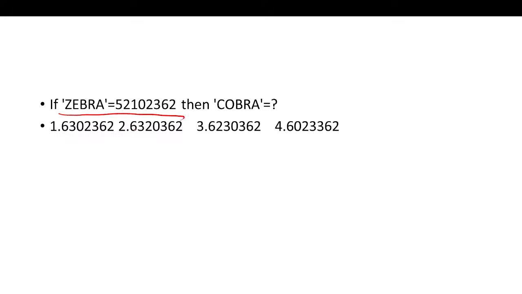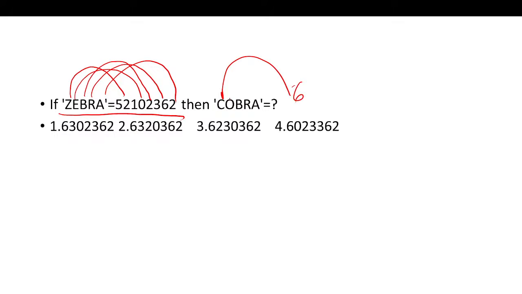What is the logic? Z value 26, 26 into 2, 52. E value 5 into 2. B value 1 into 2. R value 18 into 2. A value 1 into 2. In the same way, C value 3 into 2, 6. O value 15 into 2, 30. B value 2 into 2, 4.